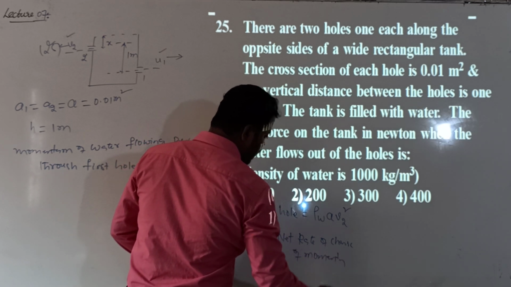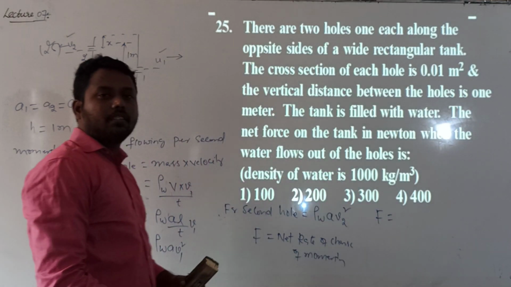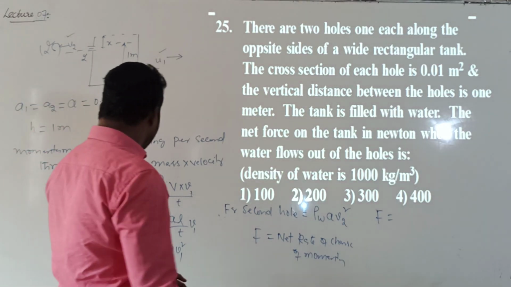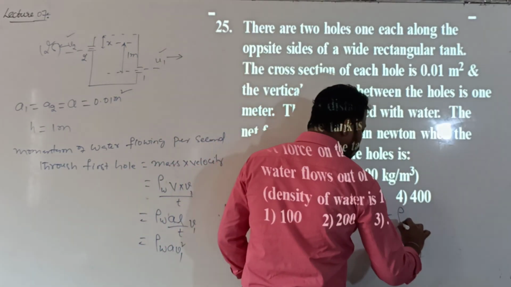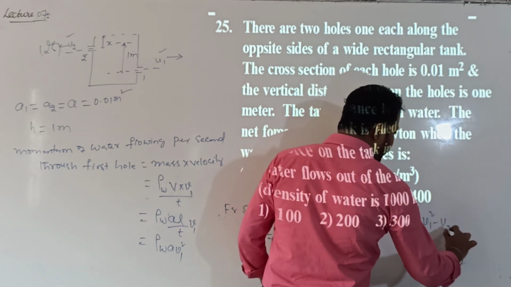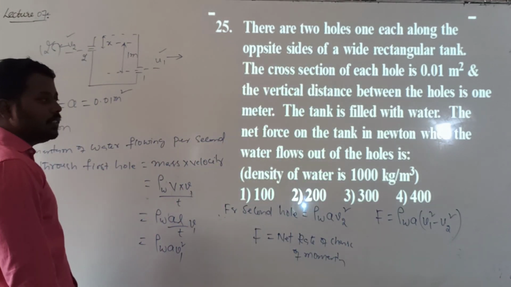Clear? So F is equal to the net rate of change of momentum. The momentum of the water coming through both holes is in opposite directions. So the answer is rho W into A into V1 square minus V2 square. Correct? Why the minus sign? Okay now?